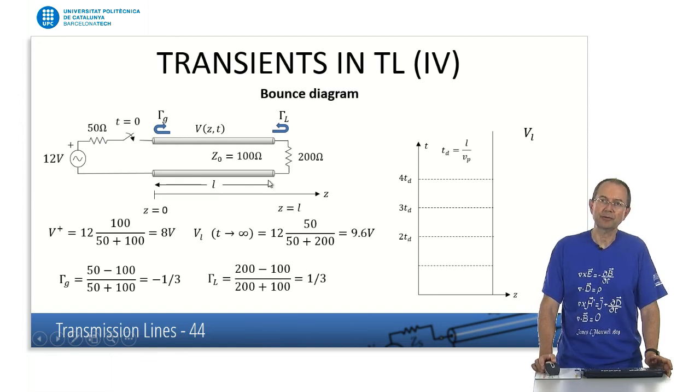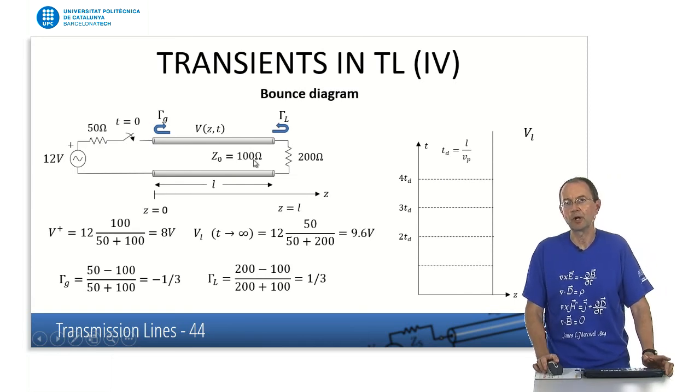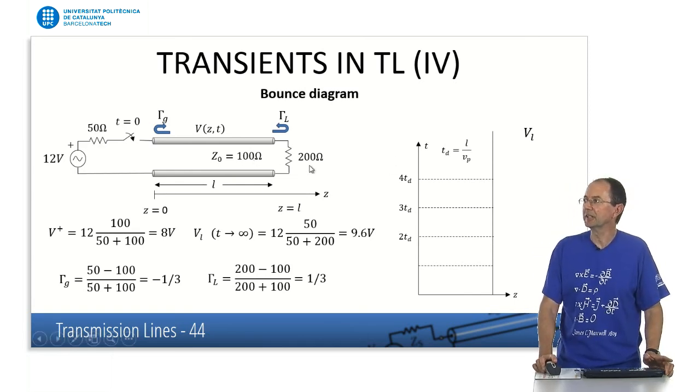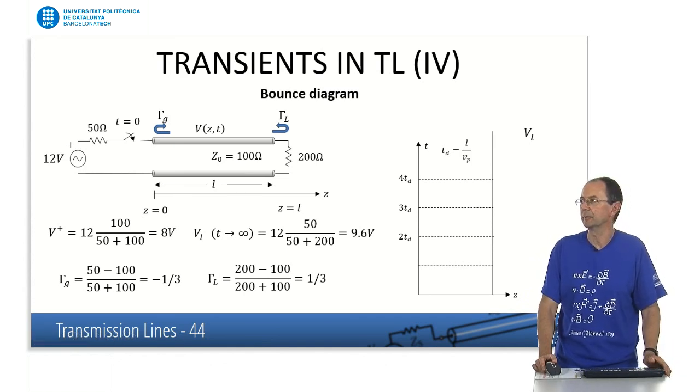So what we have here is a generator, in this case a 50 ohm internal impedance. We have a transmission line which is a different characteristic impedance, 100 ohms. And the termination is different, again, from the previous two. It's a 200 ohms impedance termination. Now, in this case, if you compute reflections at the input and output ports, we have mismatches here at the input and the output. These are the reflection coefficients.